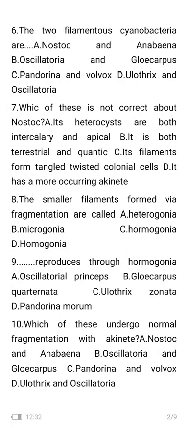Number 10. Which of these undergo normal fragmentation with akinete? When I'm looking at question 7, I made mention of akinete, that the Nostoc species and the Anabaena have akinete. They undergo reproduction, that is normal fragmentation, which is a type of asexual reproduction, using the akinete. Please take note of that. So now let's go to number 10.